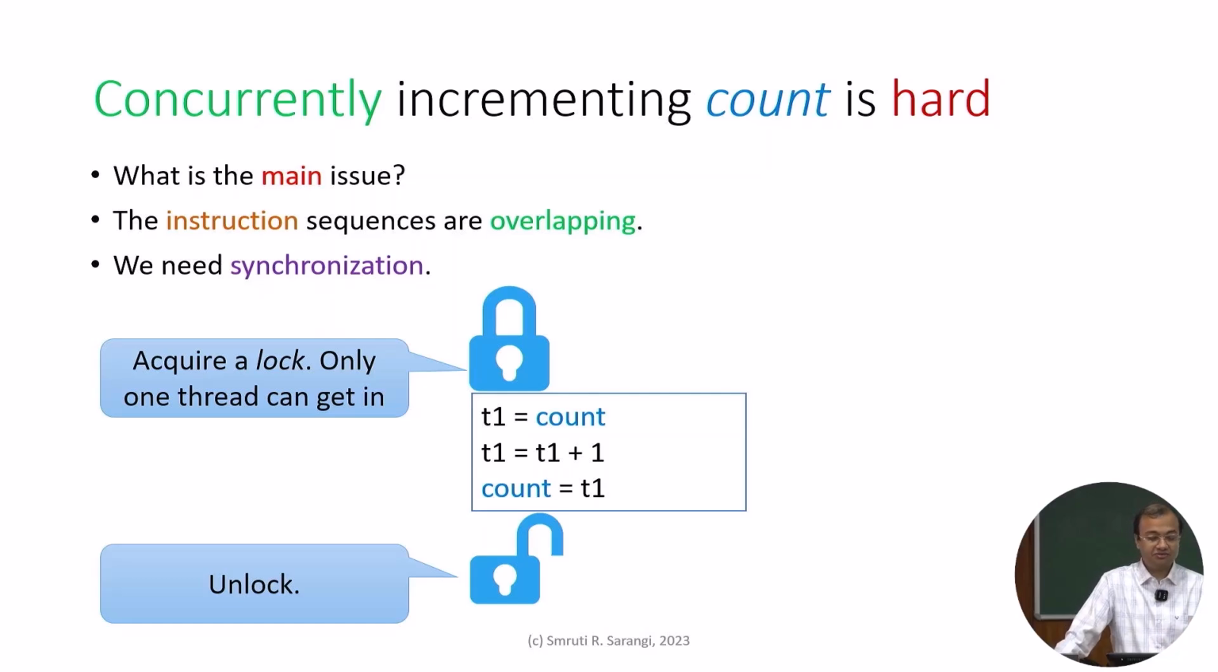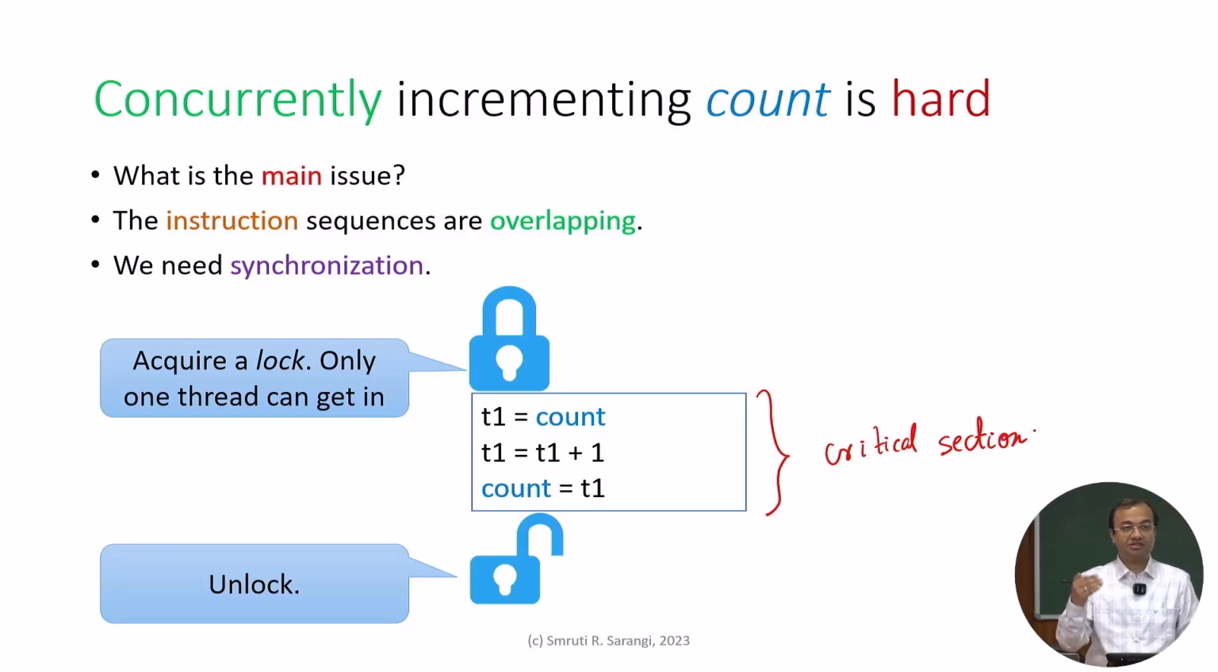What is the main issue? The instruction sequences, if you think of these as 3 instructions, are overlapping like that. If they were separate, there would have been no issue, this way or that way. So that is why we need synchronization, such that this sequence of 3 instructions, known as the critical section, only one thread can execute instructions in a critical section at any point of time.